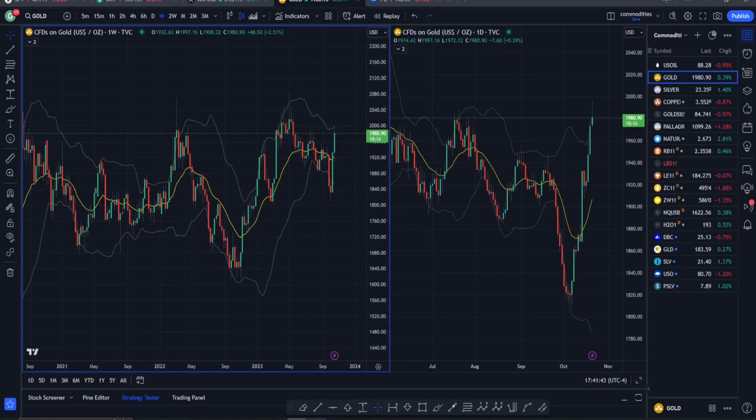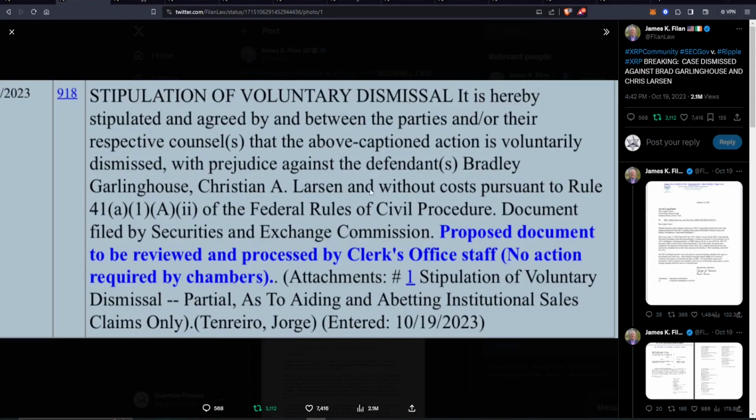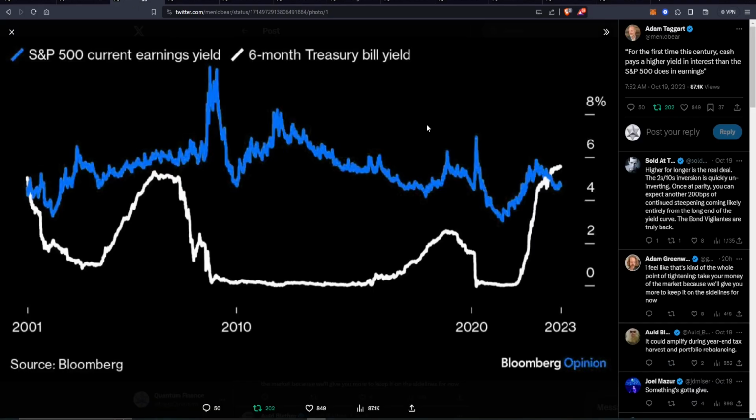So now we can look at some news and data from this week. So we'll start here at the front with U.S. bankruptcy filings rising. As you can see, a massive move to the upside here in the amount of bankruptcies. Here we have that news I was talking about, where the case was dismissed against Brad Garlinghouse and Chris Larsen. We also have a chart here showing for the first time this century cash is paying higher yield and interest than the S&P 500 does in earnings.